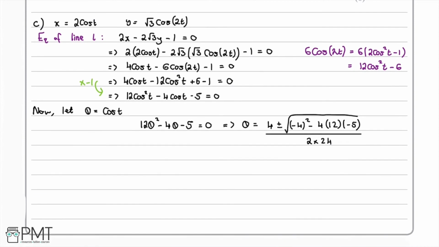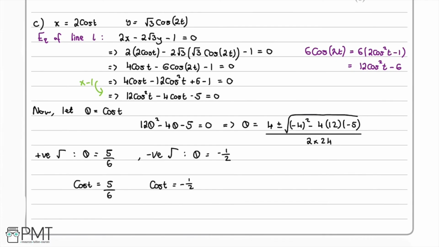So then putting this into a calculator, the positive square root will give us that theta is equal to 5 over 6, and for the negative square root we'll have that theta is equal to negative a half. Recall that we let theta equal cos t, so that means cos t is equal to 5 over 6, and also cos t is equal to negative 1 over 2.